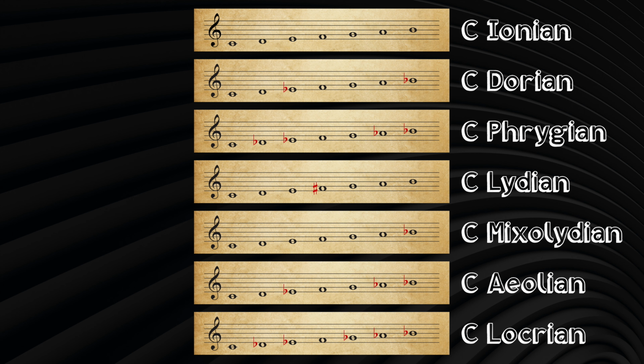As you can see, there's a different set of accidentals for each mode, and as you can probably tell, each mode is kind of more similar to either C major or C minor, and each one has a distinct slight variation from those two basic scales.